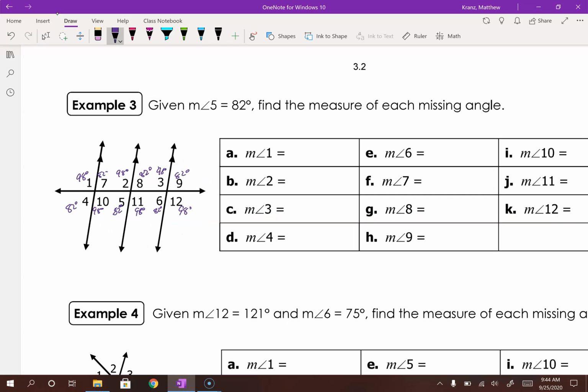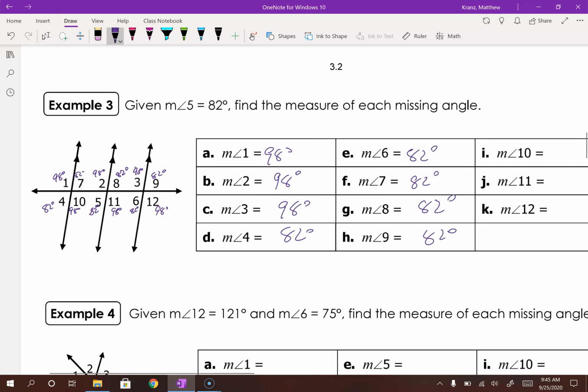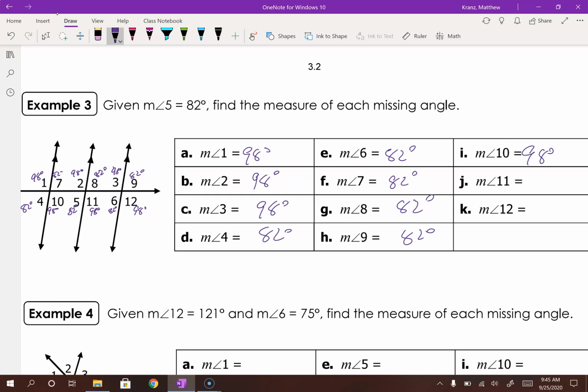So we found the measure of all of our angles. 98, 98, 98, 82, 82, 7, 82, 8, 82, 9, then we have 98. And remember the degree symbol, okay? The degree symbol is important. All right, so those are all those angles.